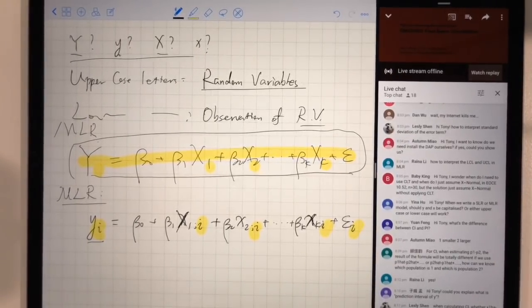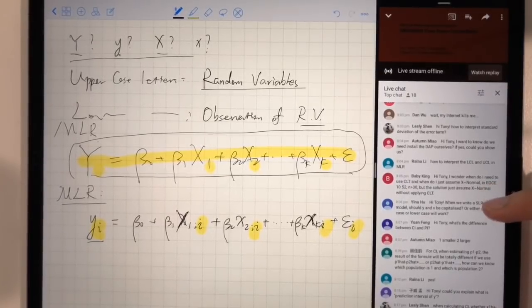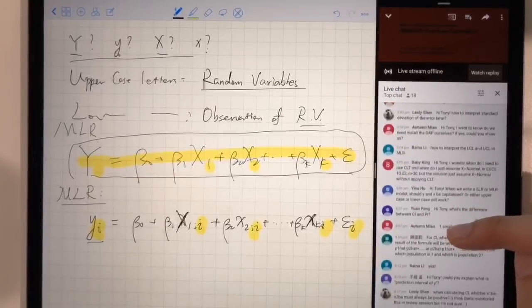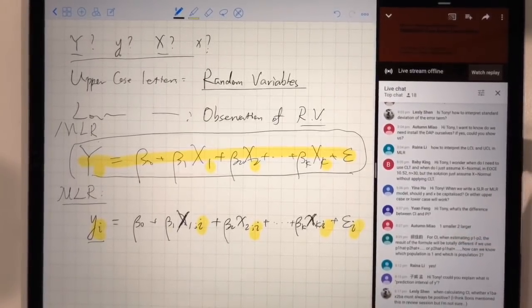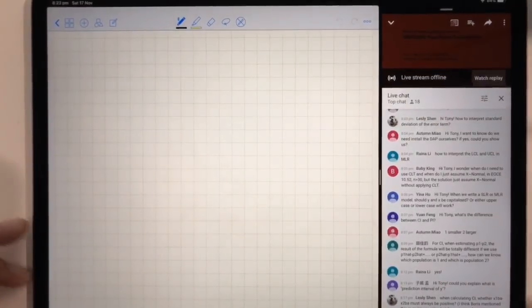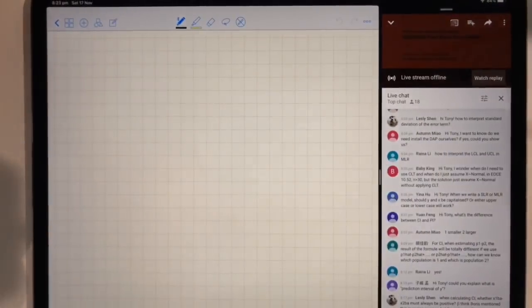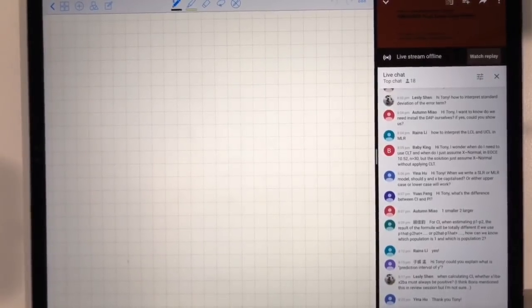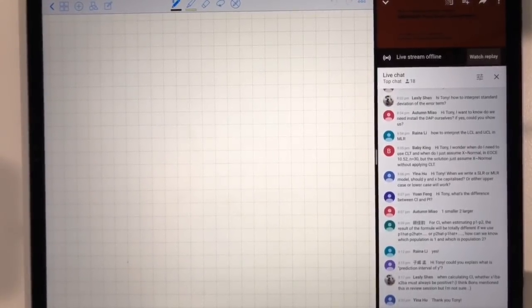Okay, now, anything else? Yuan Feng is asking, hi Tony, what's the difference between confidence interval and prediction interval? Wow, that is a fantastic question. Now, the difference between confidence interval and prediction interval. Even though you will probably not be tested on the calculation, it's always good to know the interpretation of them. The difference between confidence interval and prediction interval. Let me drink a cup of water.